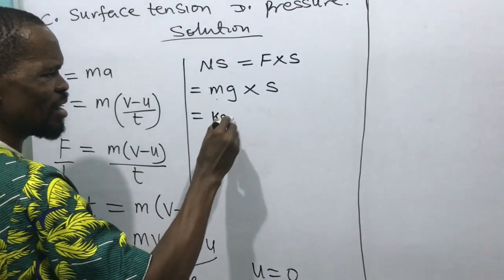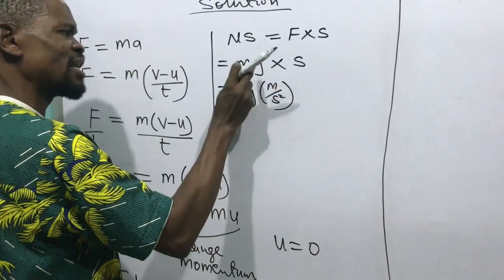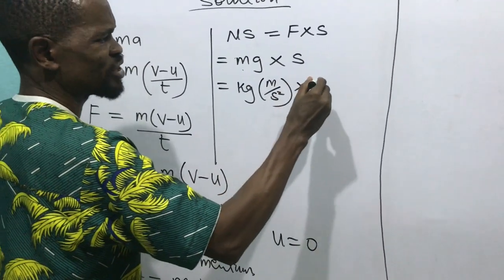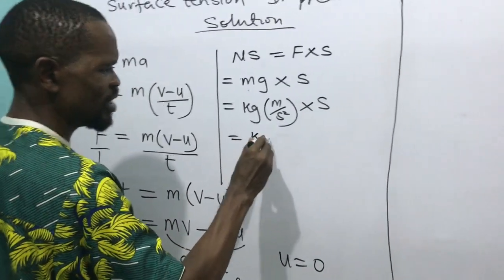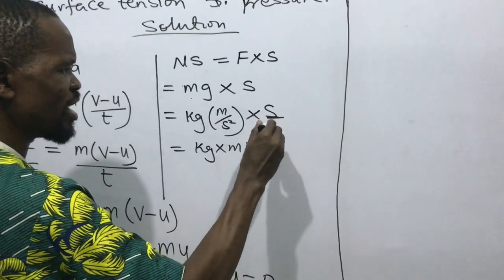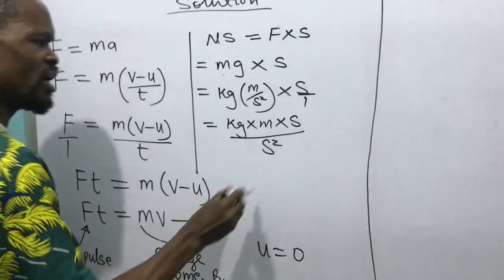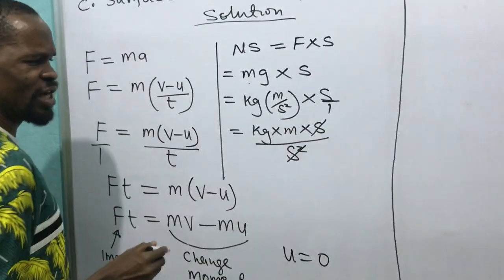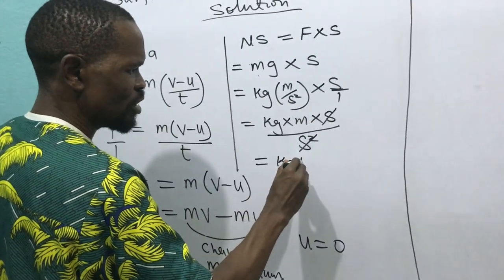Kilogram times meter per second squared. That is acceleration due to gravity times seconds. This will give me kilogram times meter times seconds, because this is over 1, and this will be over seconds squared. These seconds will kill one of the seconds here. I will have kilogram and meter per seconds.